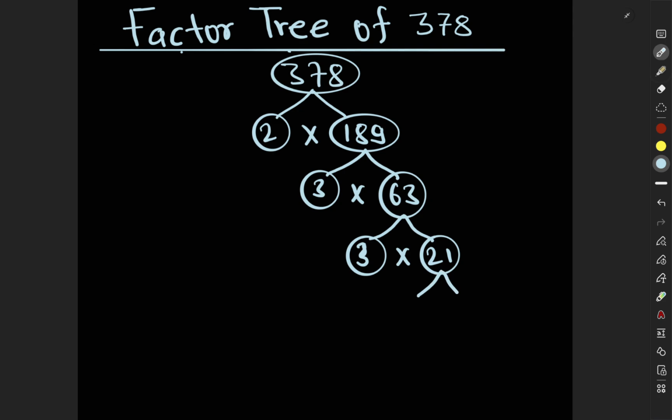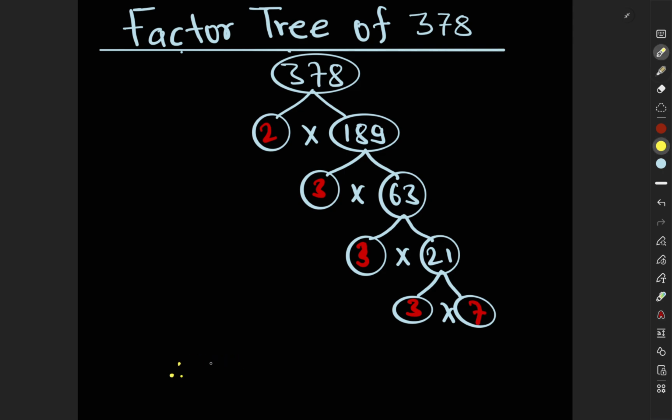Now 21, it can be written as 3 times 7. 3 times 7 means 21. So now we select prime numbers in all these numbers. So prime numbers here are 2, 3, 3 and 7.